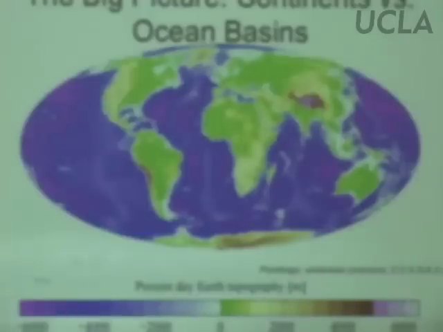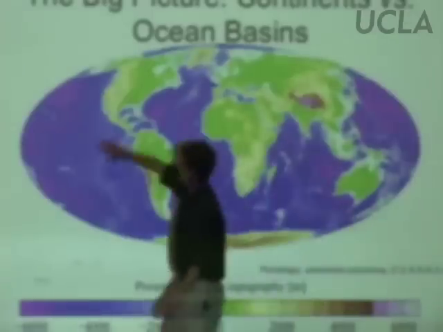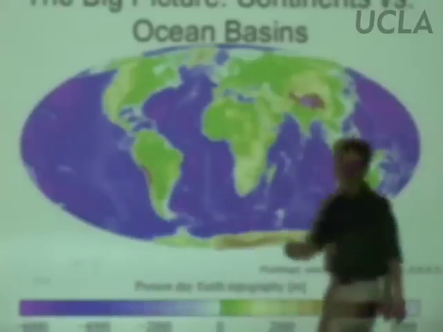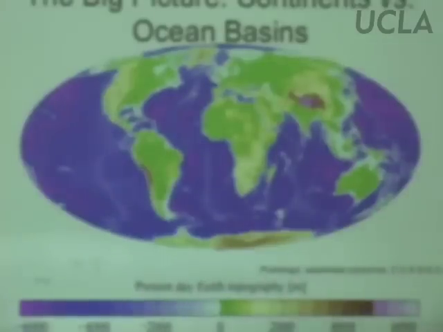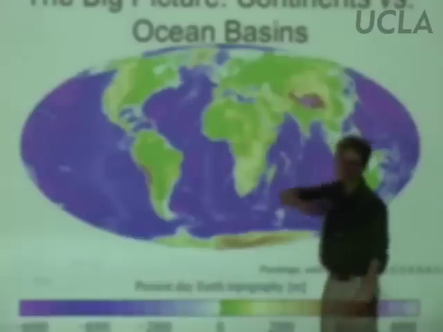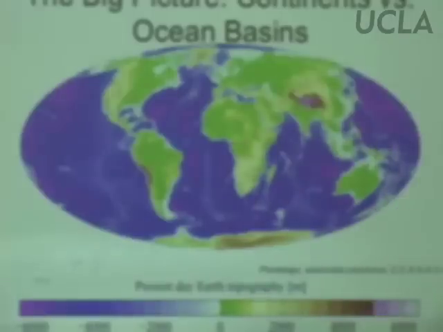What's the most common color on this map? Yeah, these kind of deep blue colors are really common, right? They're most of the oceans. Okay, what's the next most common color? Yeah, green, I would agree with you. Okay, there are lots of areas of continent that are just a little bit above sea level.